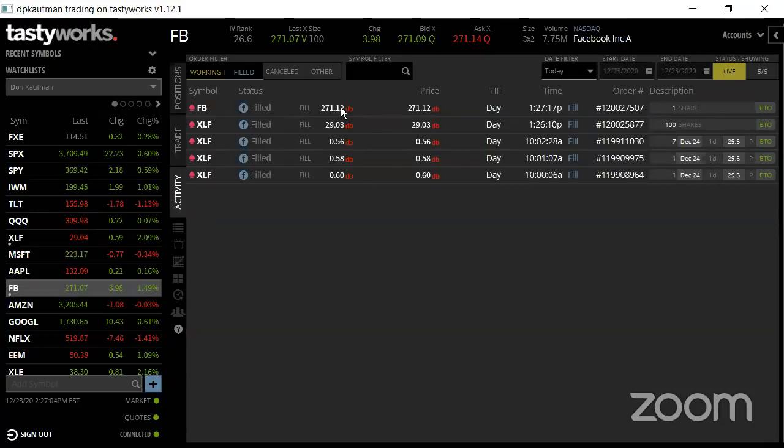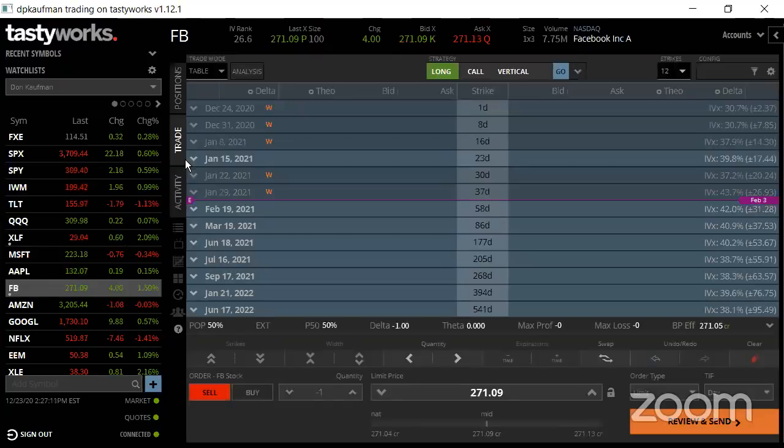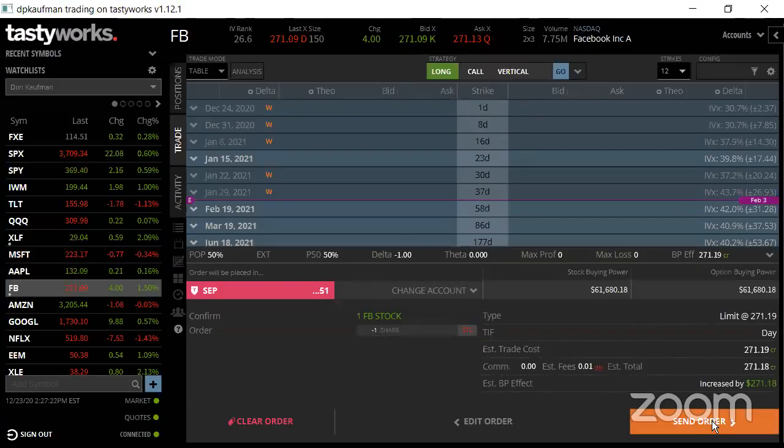Now, I'm not even looking at a chart. I don't care. This is about order execution. I filled it at 271 and 12 cents. I come back to the trade tab. I'm locked and loaded. I want to fill better than that. Let the marketplace come to me. Let's try to fill at 271 and 19 cents to sell that one.